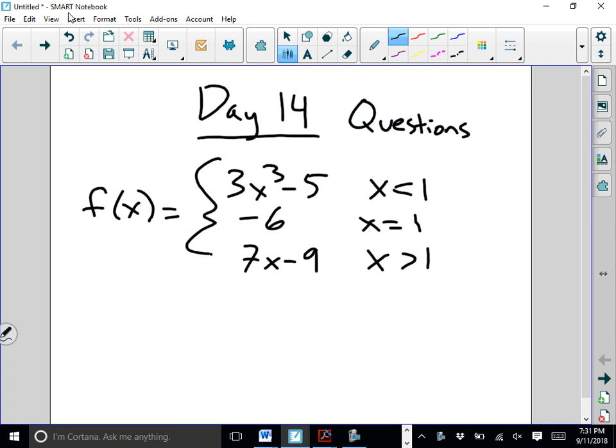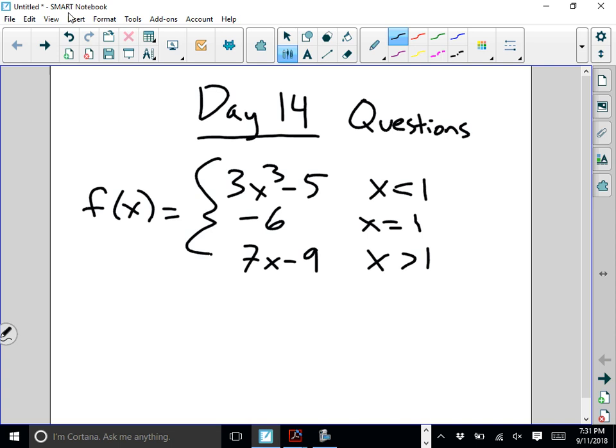So the first problem here is f of x is this piecewise function here. We have one function defined for x less than 1, one function defined for x equals 1, and one function defined for x greater than 1. The question is, is f continuous at x equals 1?